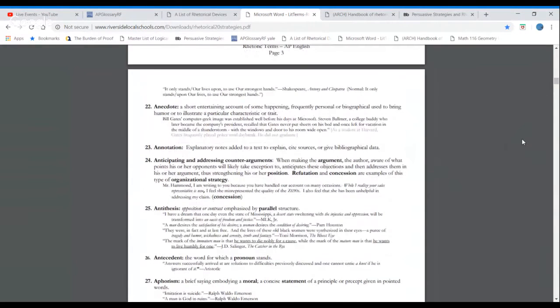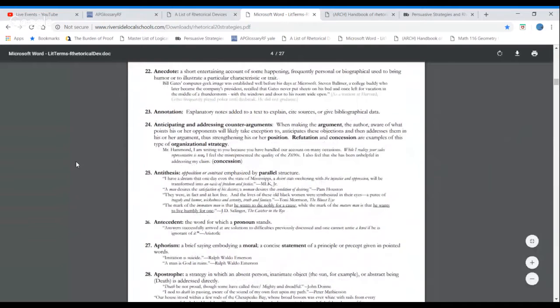Anecdote, a short, entertaining account of some happening, frequently personal or biographical, used to bring humor or to illustrate a particular characteristic or trait. Annotation, explanatory notes added to a text to explain, cite sources, or give bibliographical data.